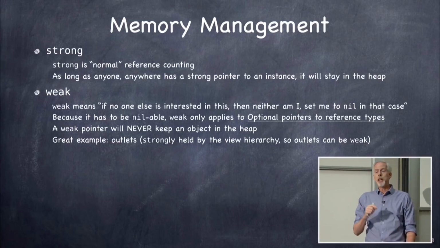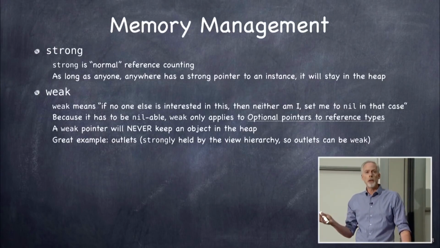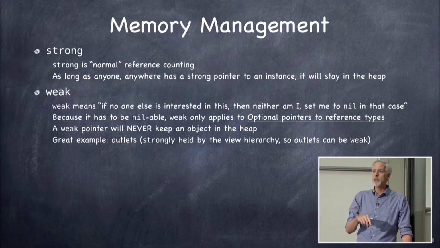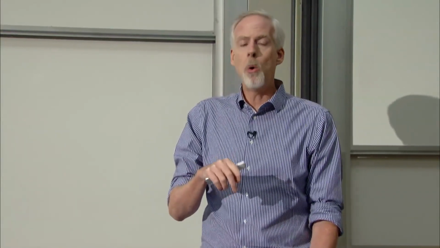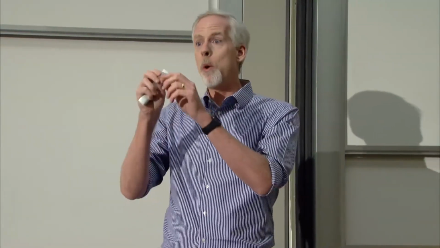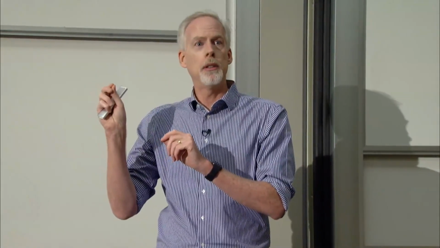And notice that it gets set to nil if all the other strong pointers go away. So what kind of type does this have to be? It has to be an optional. Okay? So this weak only works with optional pointers to reference types. Okay? Things that are in the heap. Which our outlets are. If you remember our outlets, like flip count label was a UILabel exclamation point. That was an implicitly unwrapped optional. It was an optional, right? Same thing, card buttons was an implicitly unwrapped optional.